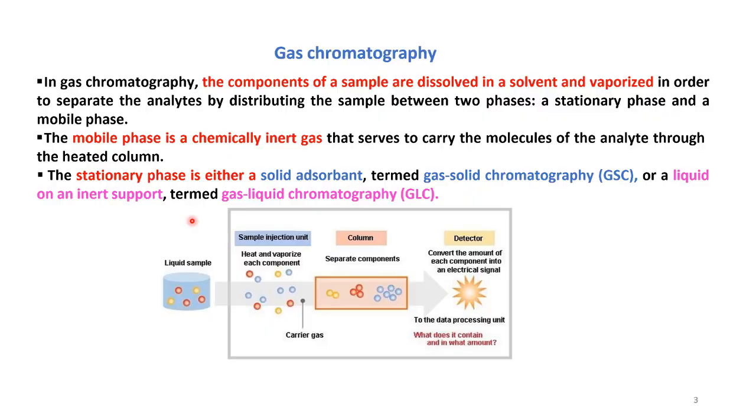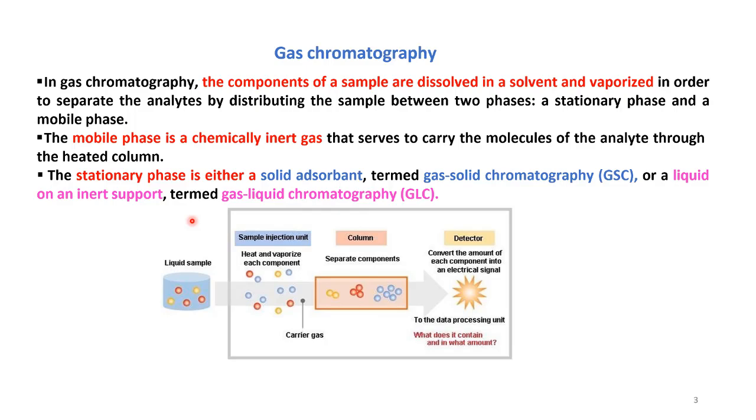So now coming to gas chromatography. Earlier we were observing liquid chromatography. Now in the gas chromatography technique, the components of the sample are dissolved in the solvent and vaporized in order to separate the analyte by distributing the sample between two phases, the stationary phase and the mobile phase.